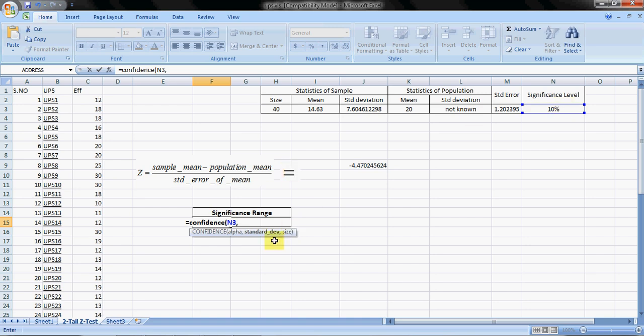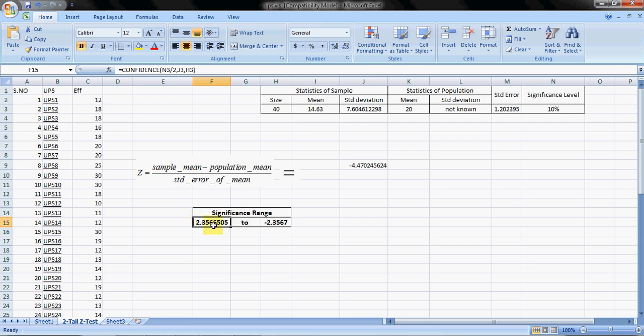The standard deviation of the sample, that is 7.06, we are taking from here. And the size of the sample, here it is. Now, for the two-tailed test, as we are performing over here, the significance level has to be divided into two parts, the left one and the right one. So here we'll do N3 divided by 2. Now close the bracket. And here comes your significance level on the positive x-axis. Now for the negative value, you simply put a negative sign and you get minus 2.3567 here.